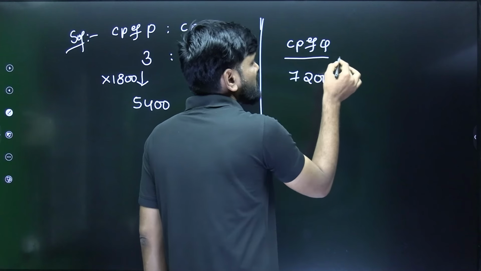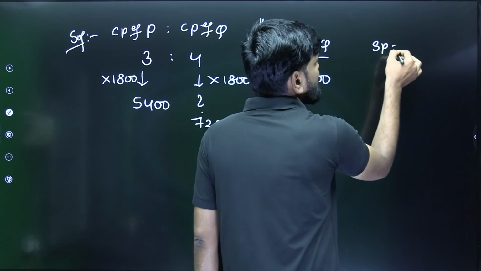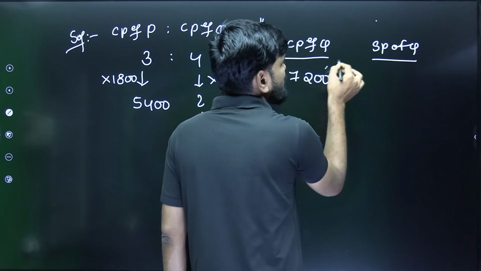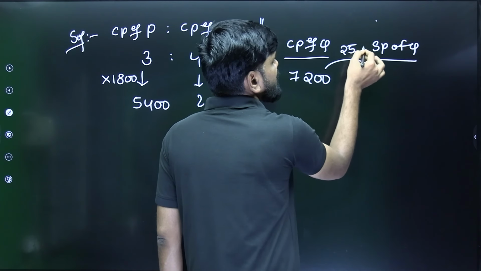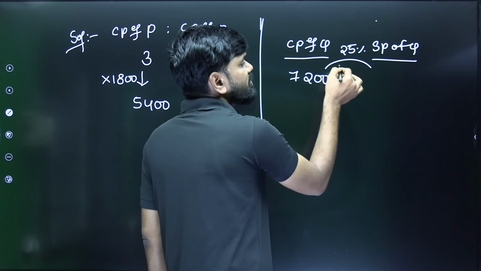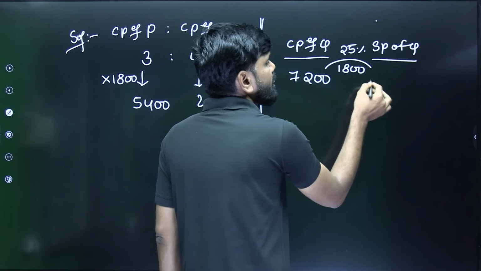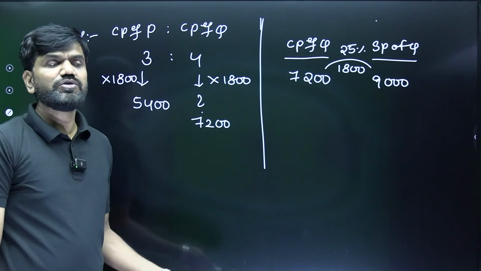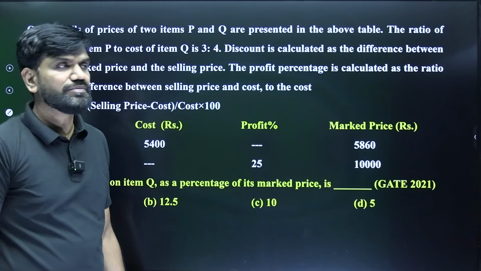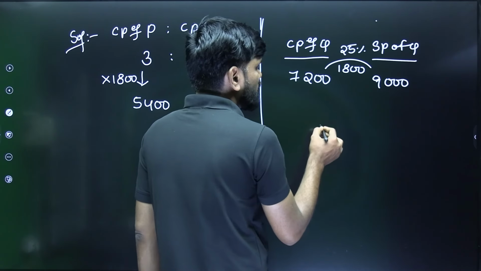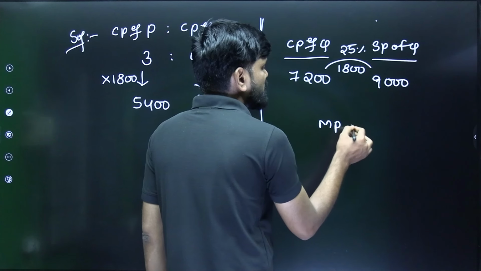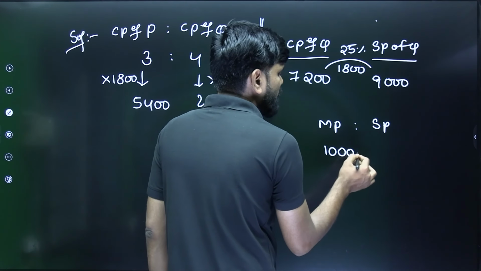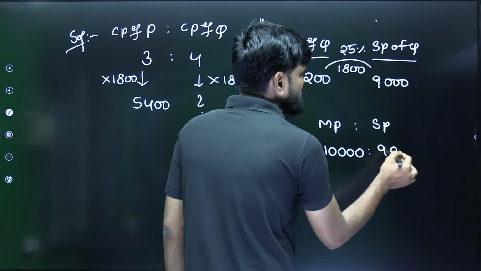And according to the data in the table, there is a gain of 25%. Selling price of Q will become how much if there is a gain of 25%? That 25% gain has to be taken on the cost price. 25% of this will be 1800. That gives you the selling price of Q. And we know the market price of Q in the data, that is 10,000. So as you know the market price of Q and selling price of Q, I can get the discount percent. Market price is 10,000, we know. Selling price we got it as 9,000.